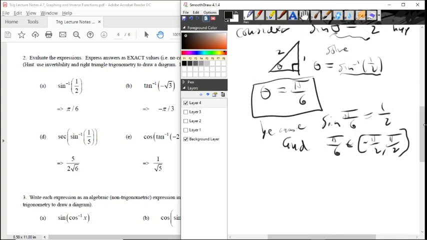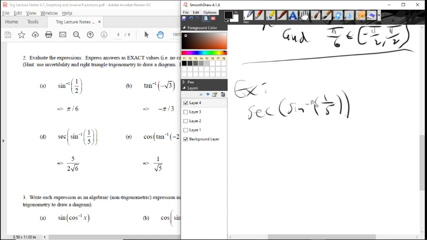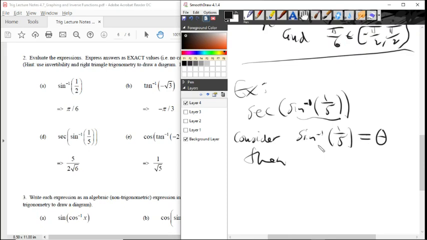That's why the arcsine outputted that as the only number that this could evaluate as. All right, let's take a look at a composition. Letter D. Evaluate the secant of the arcsine of 1/5. How to do this? Consider the inverse trig function is equal to, like we just set up above, let's say theta. Then inverting that, we would see that the sine of theta is equal to 1/5.